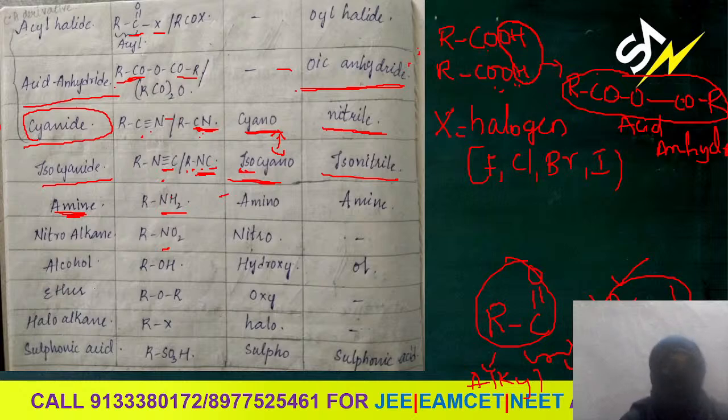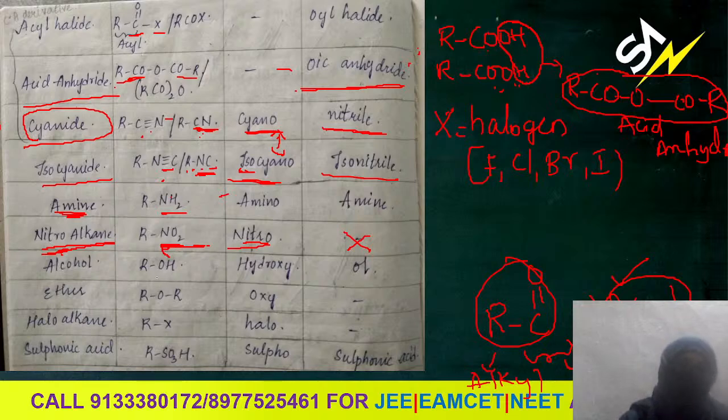Now, carbon chain attached to NO2. Wherever you find NO2, that compound is known as a nitro compound, nothing but nitroalkanes. The prefix is very easy, again nitro, and there is no suffix for nitro. So till now we have finished the nitrogen containing compounds: cyanide, isocyanide, amine, nitro.